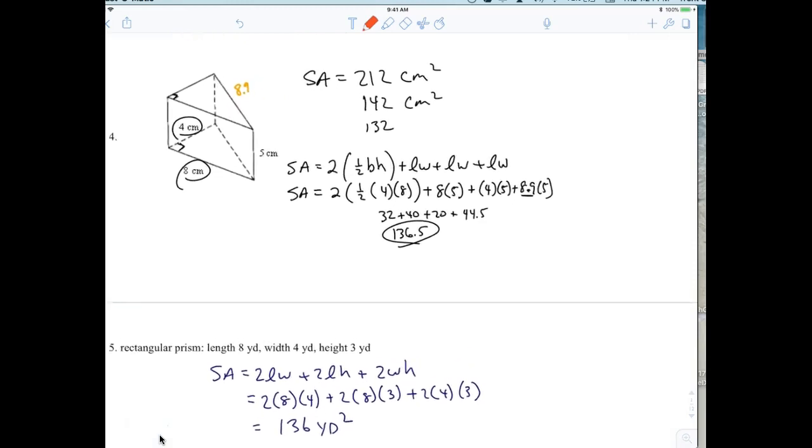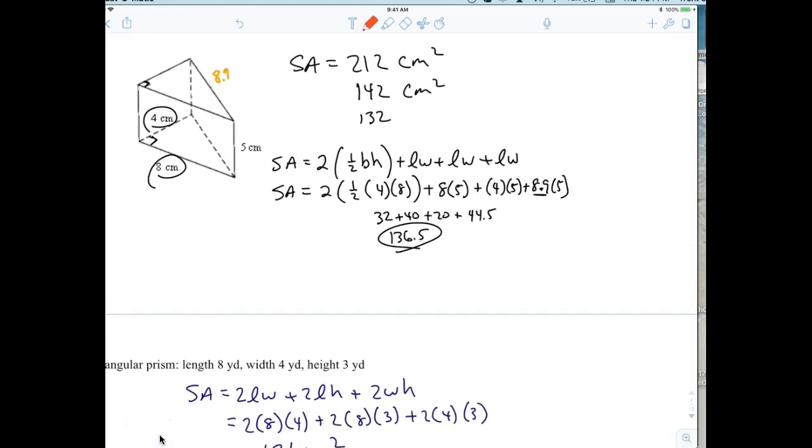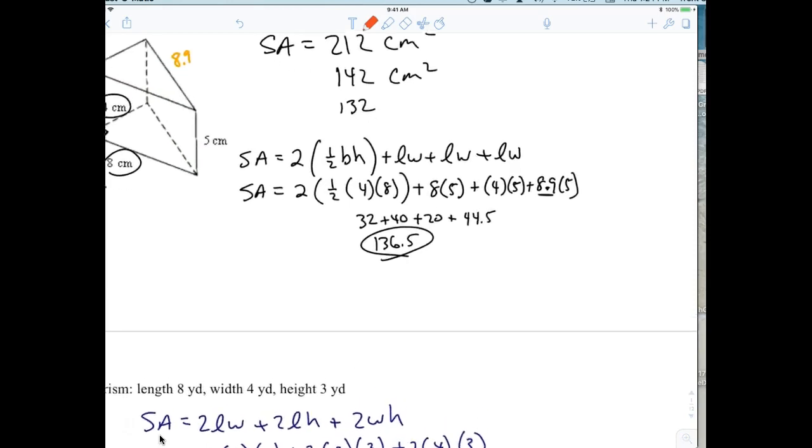I thought it was 136.5. I thought it was 132. I got 160. Yeah, I got a different answer. I just got 132. Ben, what'd you get? I got 100. Can we all take a minute to redo what we did?